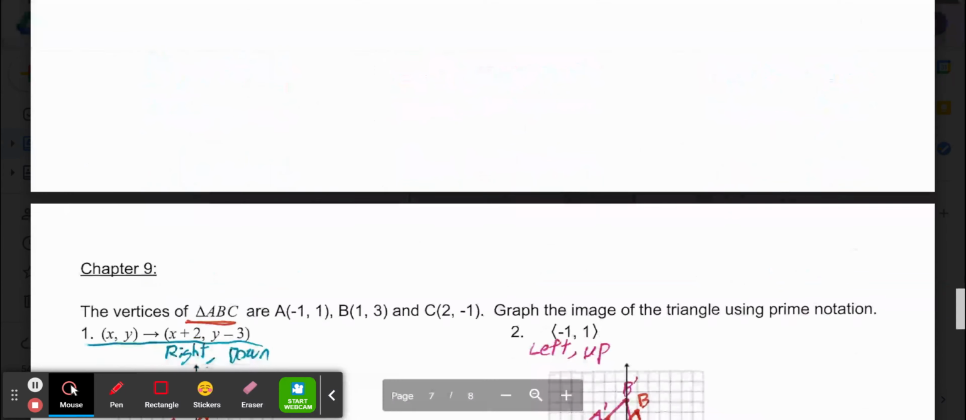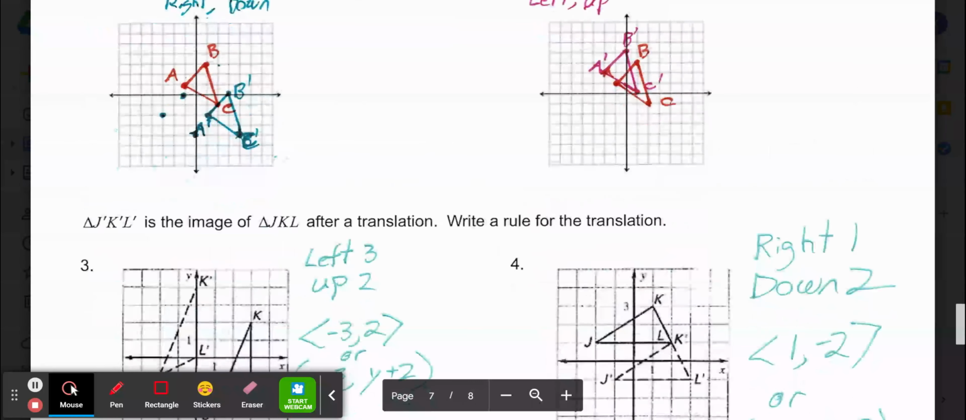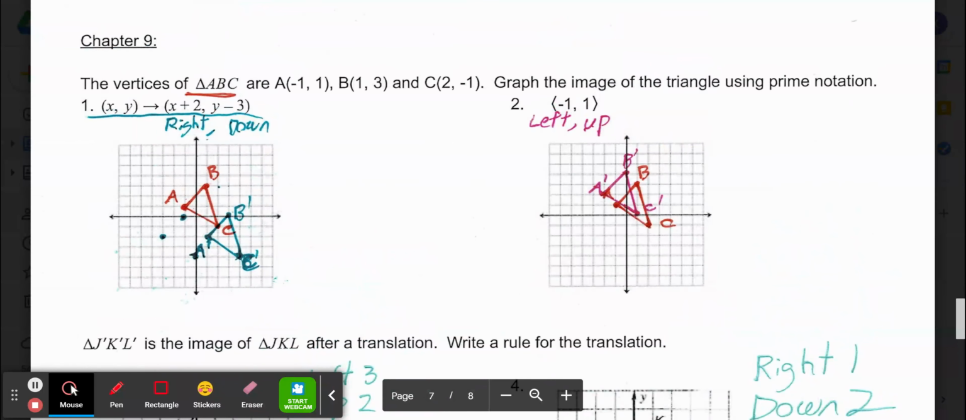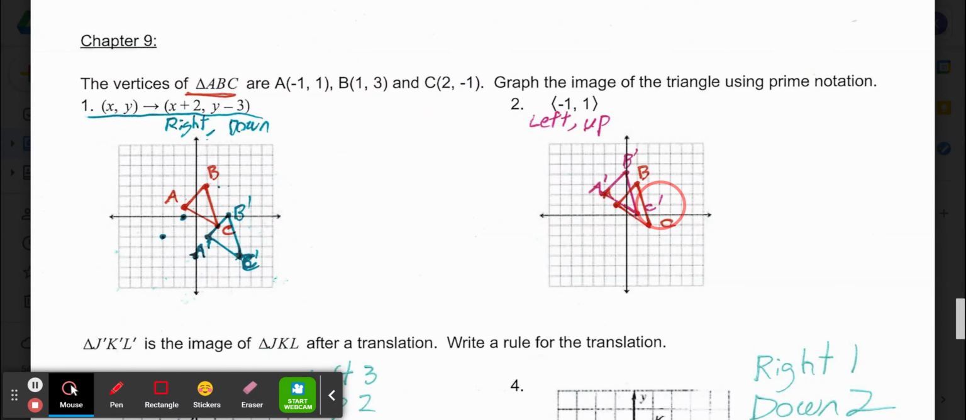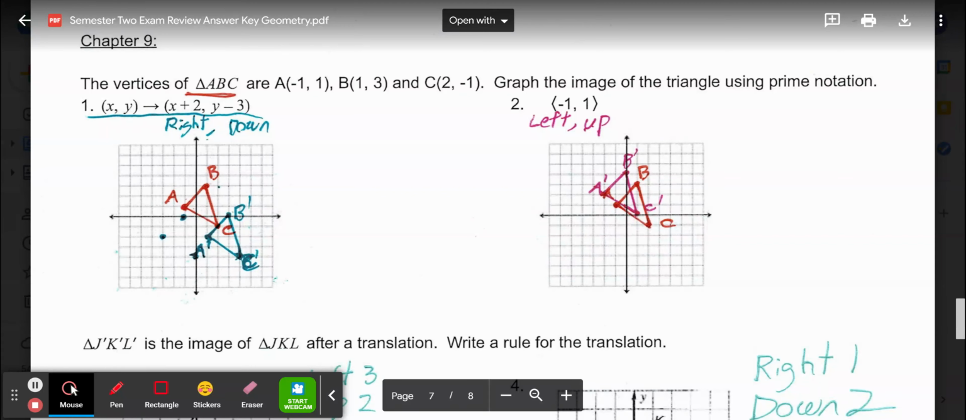Chapter 9, going into the vertices of triangle ABC. So first on both, I just graphed triangle ABC at negative 1, 1, 1, 3, and 2, negative 1. So triangle ABC here, triangle ABC here. Then graph the image using prime notation. So I graphed the pre-image first, then the image.